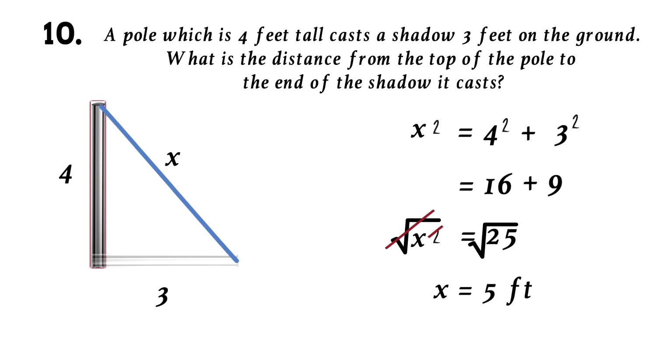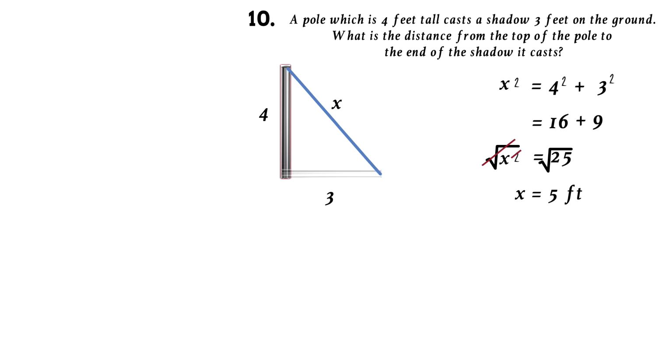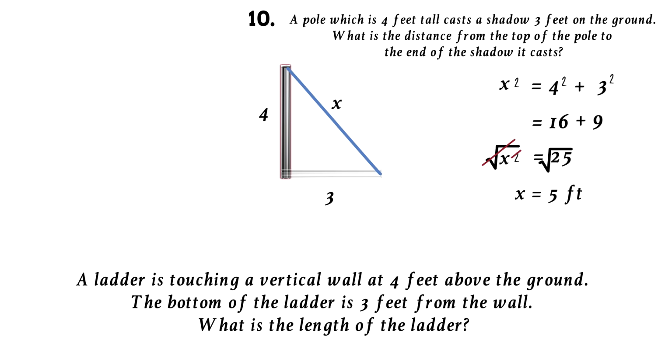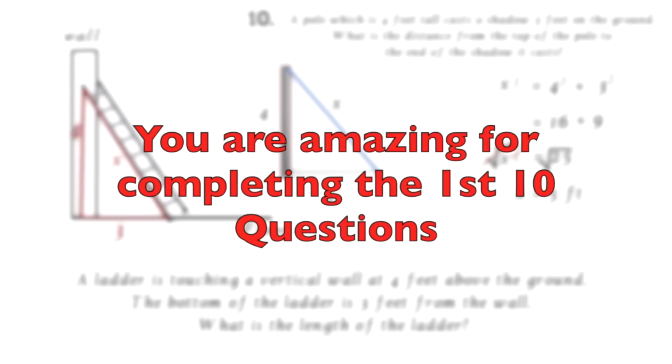Another very common kind of this setup used in the GED is the ladder on the wall. A ladder is touching a vertical wall at 4 feet above the ground. The bottom of the ladder is 3 feet from the wall. What is the length of the ladder? So the diagram will look like this. The diagram is obviously not accurate. This is the wall and this is the floor. The ladder is 4 feet on the wall and it's 3 feet on the ground. You can see that the ladder X forms a right triangle with the wall and the floor. We can therefore use the same method to find the length of the ladder.